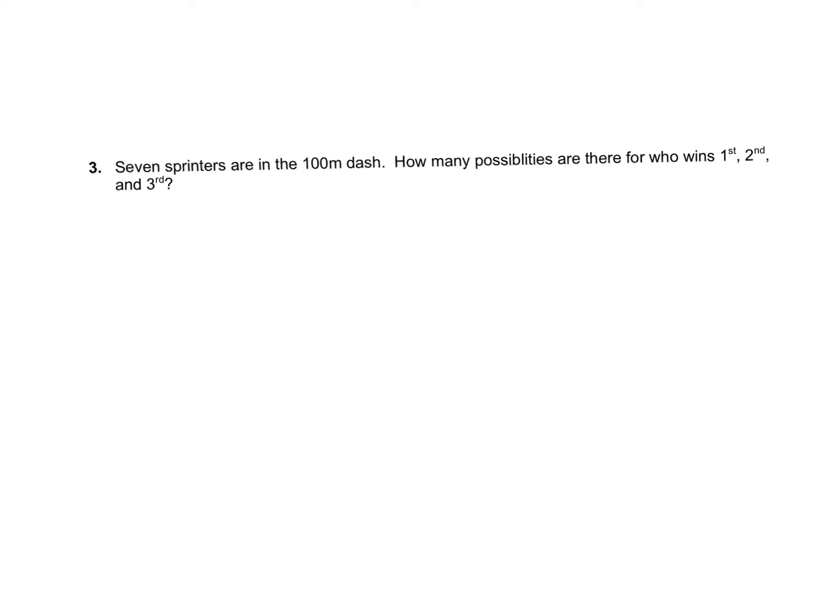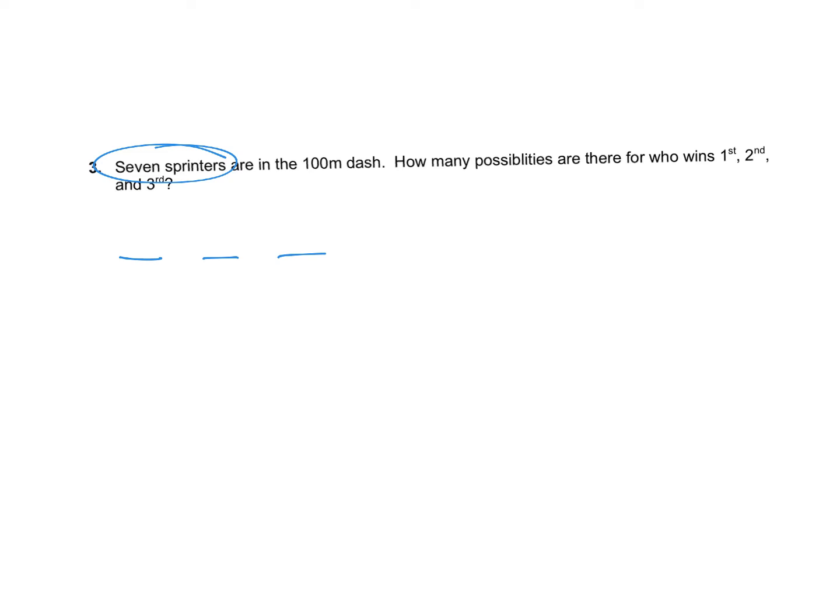All right, question number 3. It says 7 sprinters are in the 100-meter dash. How many possibilities are there for who wins first, second, and third place? So we have 7 sprinters, and then we have first place, second place, and third place.